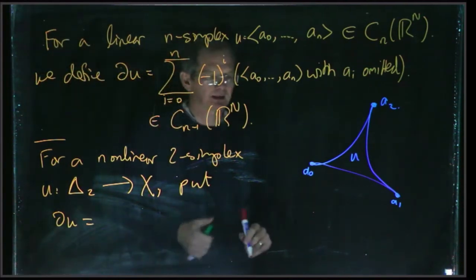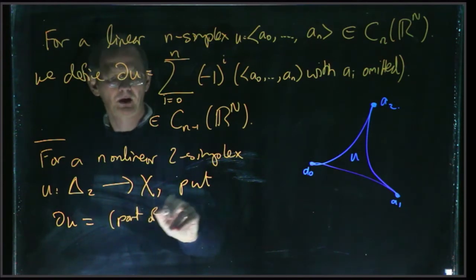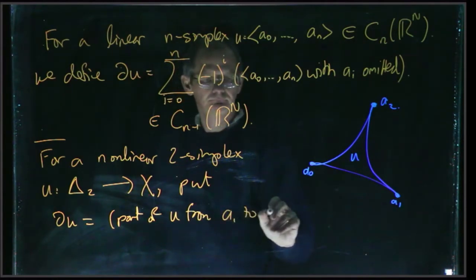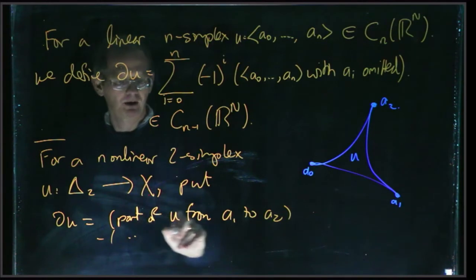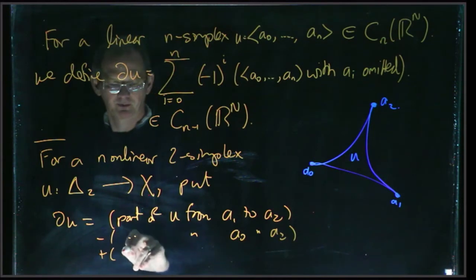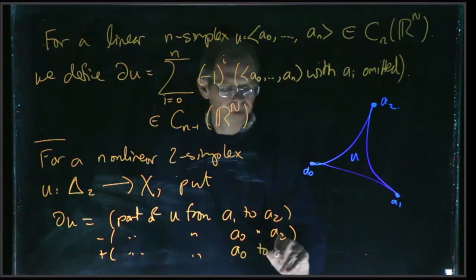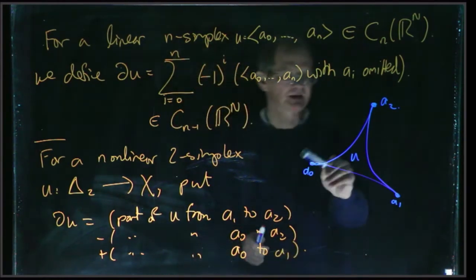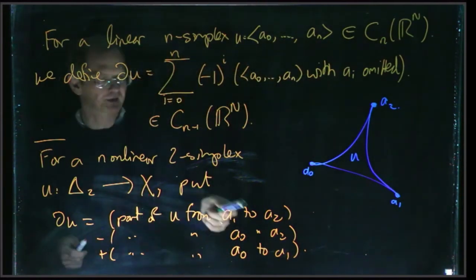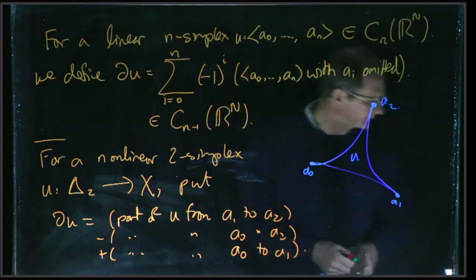So dU is, informally at least, the part of U from A1 to A2, minus the part of U from A0 to A2, plus the part of U from A0 to A1. We can see these paths here in the picture. But we need to be a little bit more precise. What exactly do we mean by the part of U from one point to another point?